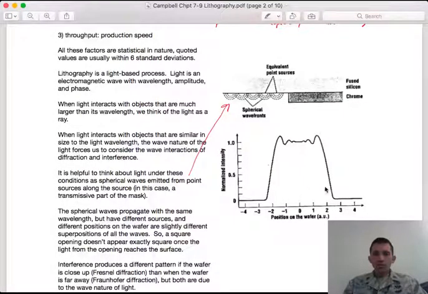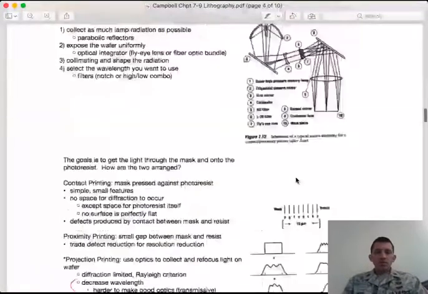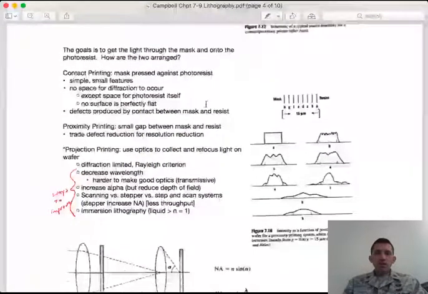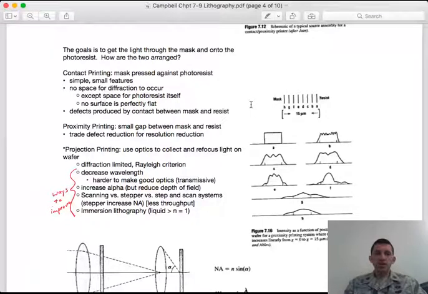The further they travel, the more you can get interference from wavelets that are spread apart across your image. And so if you have contact printing, where you've pressed your wafer right up against your mask, that diminishes the diffraction. However, that contact greatly increases your chances of creating defects.